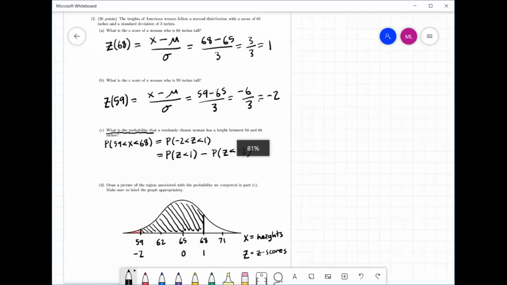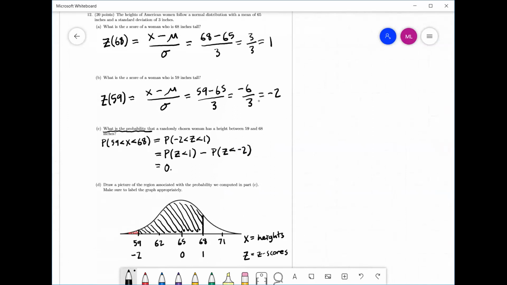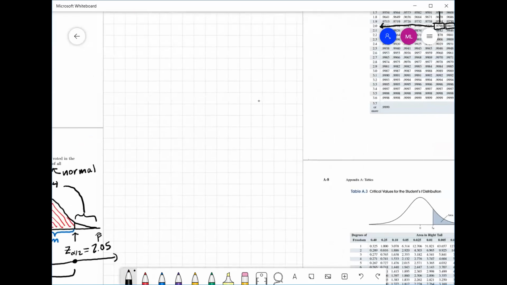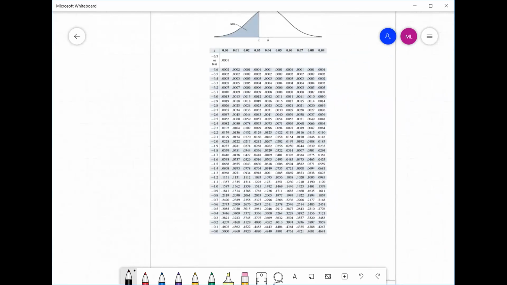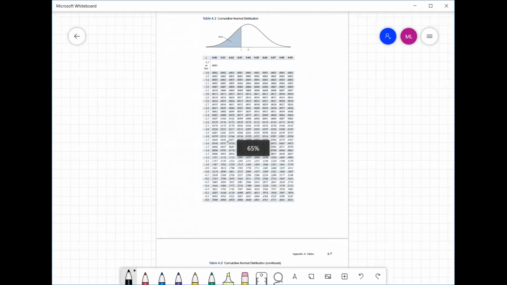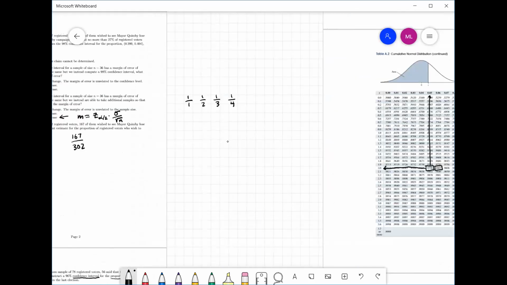So this first number is 0.8413. And then we need to look up the z-score for -2. Here's the negative z-scores, negative 2.0. So first column, negative 2.0, 0.0228. So let's go back, 0.0228.